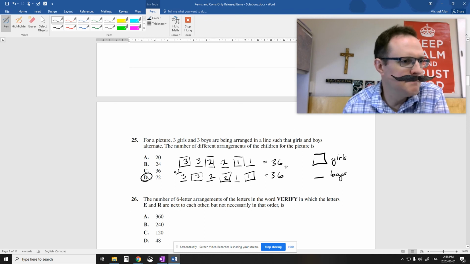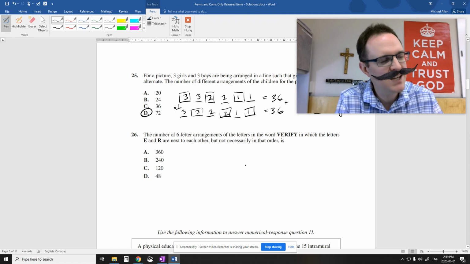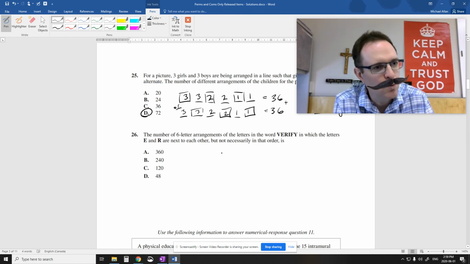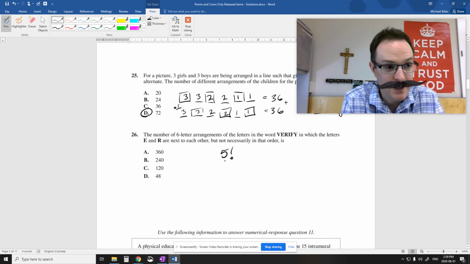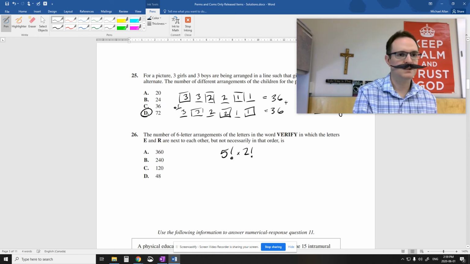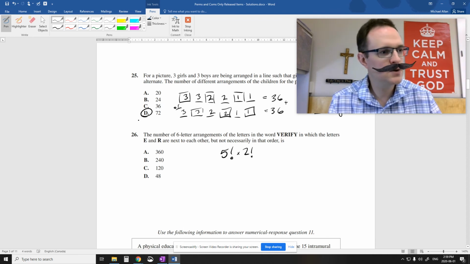The number of 6-letter arrangements that can be used from the word verify, if letters E and R have to be next to each other, but not necessarily in that order, so that means they can be the other way around, is... So if I treat E and R as one letter, there are 5 factorial ways to do that. If ER are one letter, right? Then I can times this by 2 factorial, and then I get my final answer, because I can switch the order between the two. So 5 times 4 times 2. Okay, so times it by 2, I get 240.